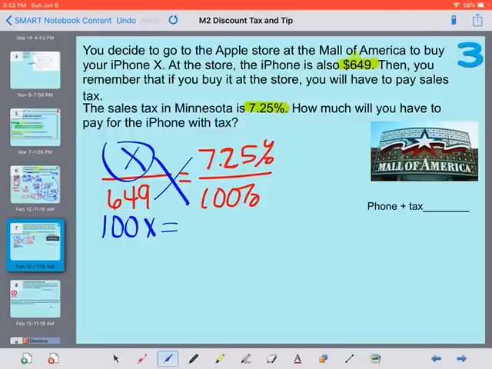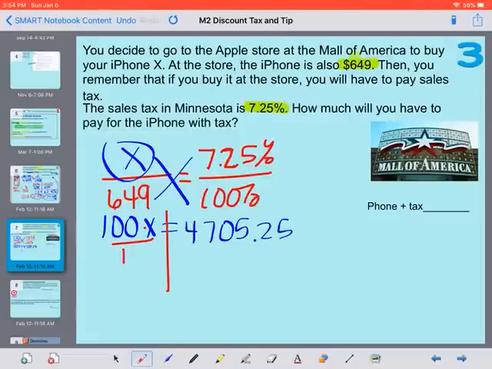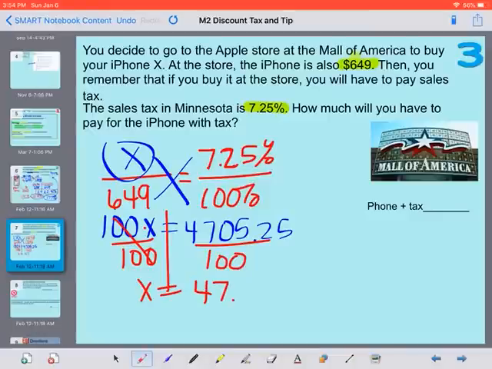649 times 7.25 is 4,705.25. But then the last opposite of multiply is divide. We're dividing by 100, or moving the decimal 2 spots to the left, which would give us 47.05. I'm just going to go 2 decimals instead of all 4 of them.